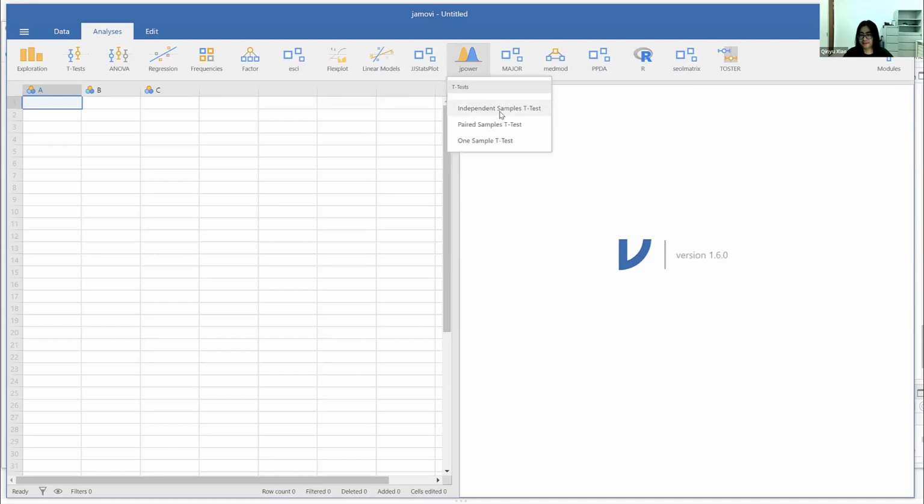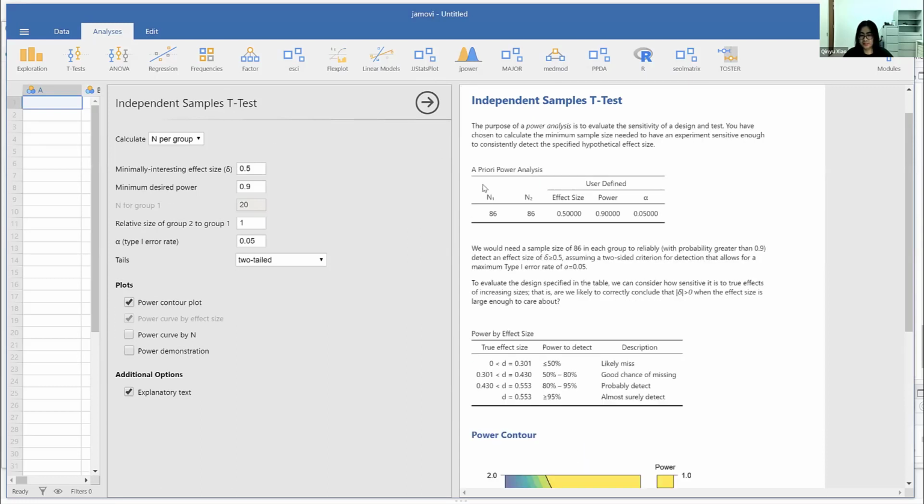Suppose I want to calculate the power for an independent samples t-test with this interface. You can see the thing we want to determine is the sample size per group. We set a minimum effect size of interest, 0.62, as our target effect size. We want a power of 0.95, and we want equal sample sizes between the two groups. And our alpha level is 0.05 in the two-tailed test. Now, Jamovi has already generated the results for us.